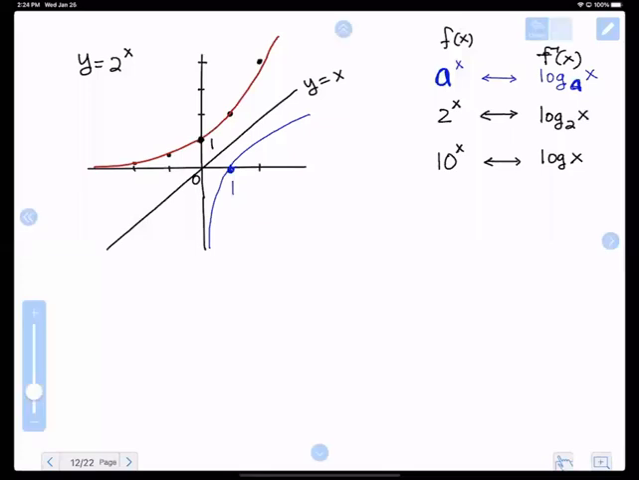So you have a calculator. The calculator has log x. You don't have log base 2 of x, or log base 3 of x. Log x, 10 is skipped. e to the x, inverse is log base e of x.